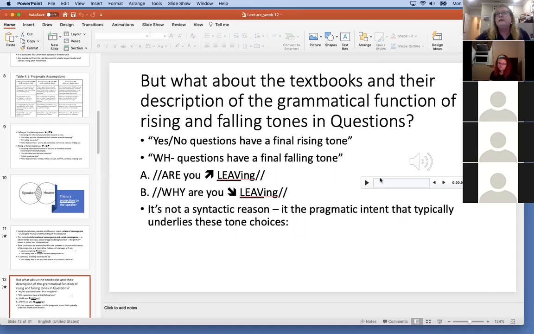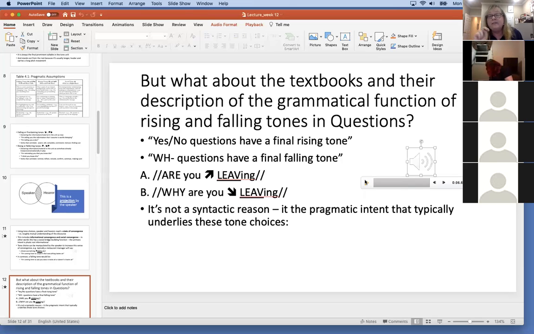We can hear, "Are you leaving?" versus "Why are you leaving?" Okay, so yes/no: "Are you leaving?" Yes, no. "Why are you leaving?" "I'm leaving because." A, "Are you leaving?" B, "Why are you leaving?" Okay, so there's a definite difference in a yes/no question rising and a WH question falling, but it's not a syntactic reason, which is why your students may say to you, "But I can use either. I can use a rising tone or a falling tone on either of those questions."